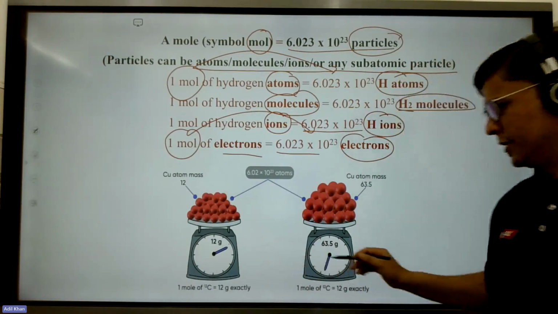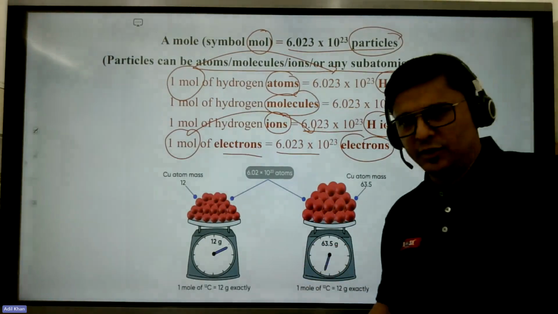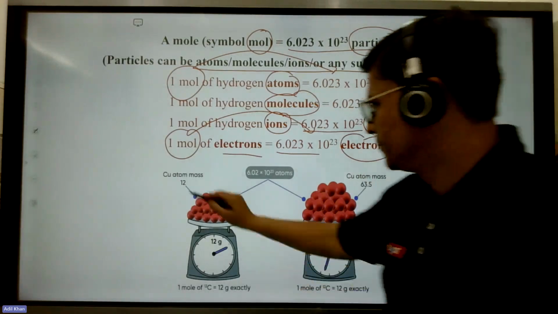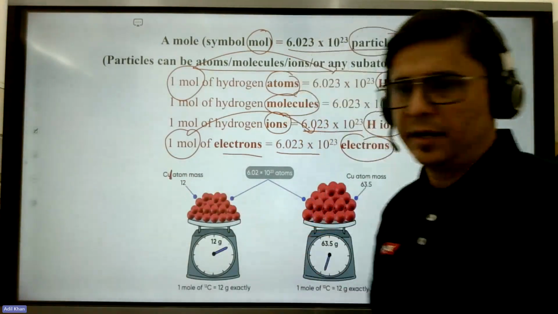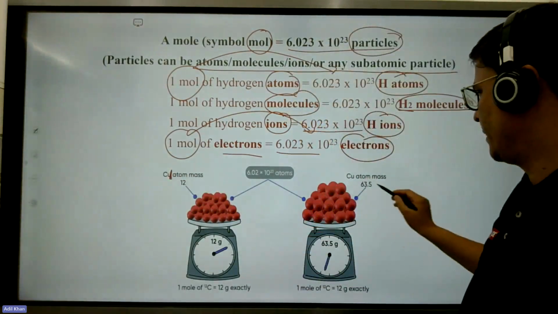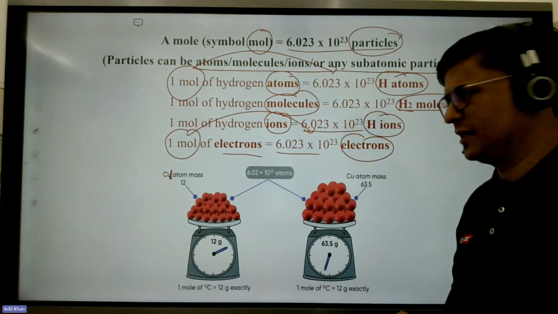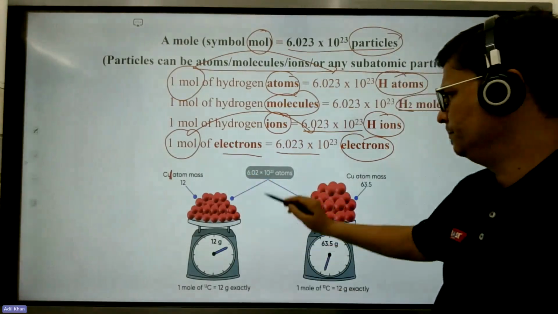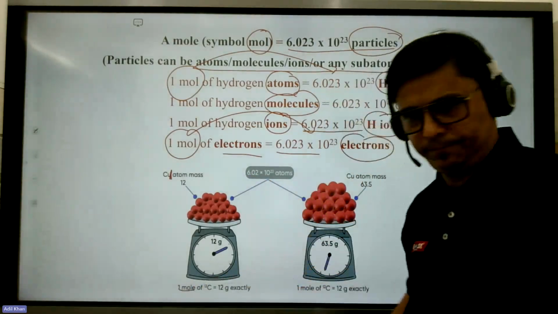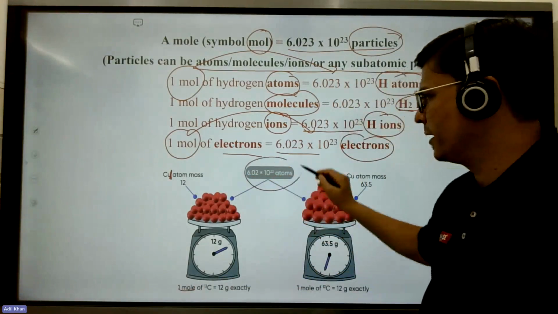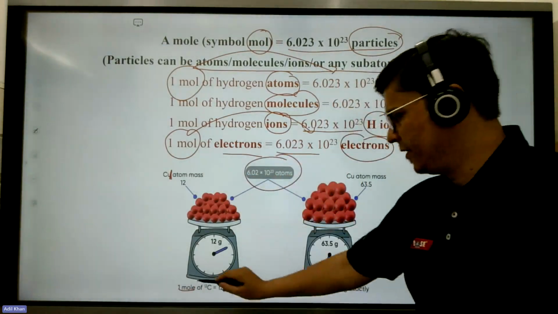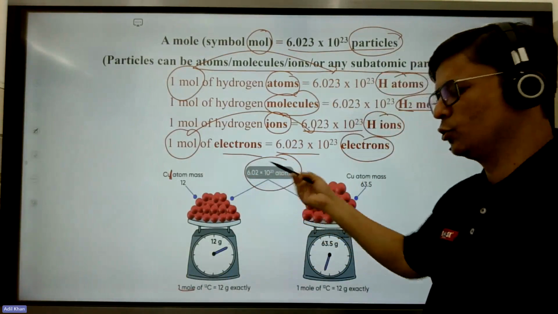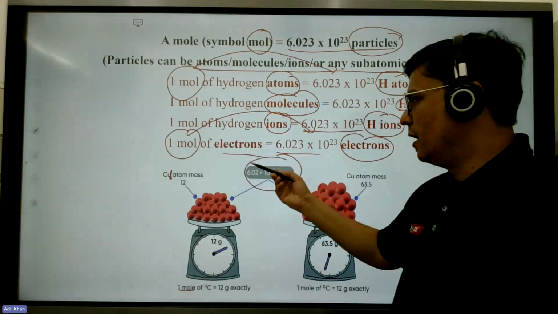Okay. So this is the weighing machine, a modern weighing machine, not that old one that you see. So this is 12 gram. Basically, this is carbon. Carbon atom mass is 12. This is copper atom, mass around 64, to be precise 63.5. For carbon atoms, if it is 1 mole, then it will be 6.022 × 10^23 or 6.023 × 10^23 carbon atoms.